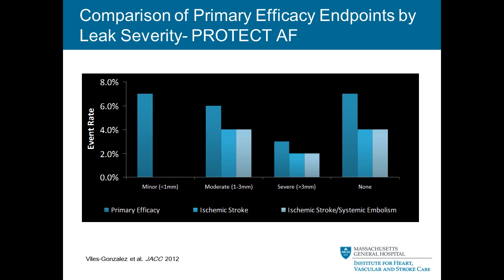Ischemic stroke and systemic embolization are in the lighter blue. And these are the leak categories: less than 1 millimeter, 1 to 3, more than 3, and none. This is the event rates, and as you can see, there was no significant difference in the event rates among all these categories.